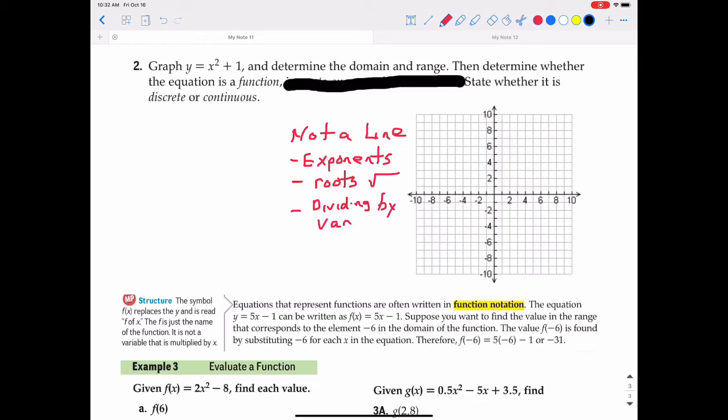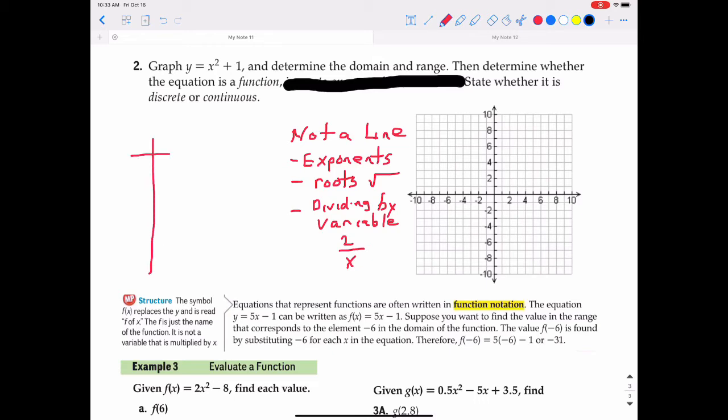For example, if you have a graph that has you taking 2 over x, you're dividing by x, that will not be a straight line. That's going to be something else. We're going to talk about all these different types of graphs later in the year. So for right now, if you have one of those on your assignment, you're going to need to make a T-chart.